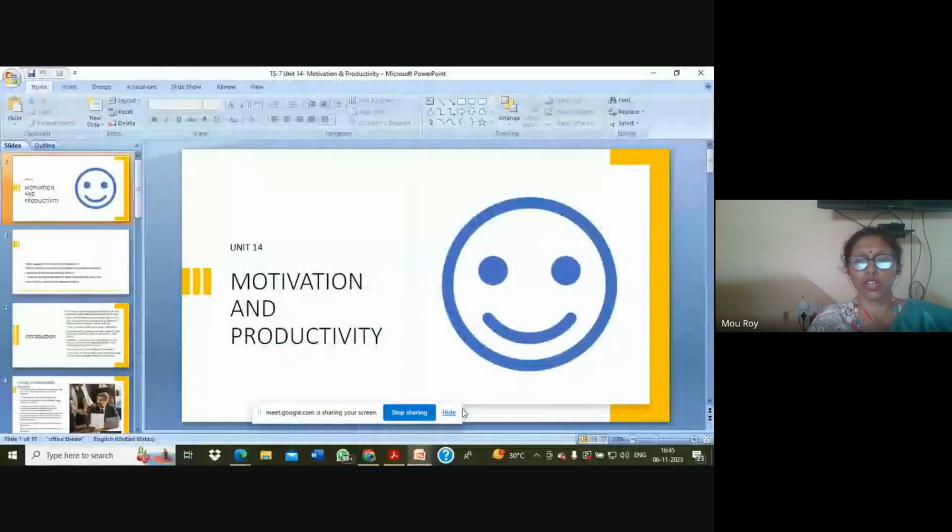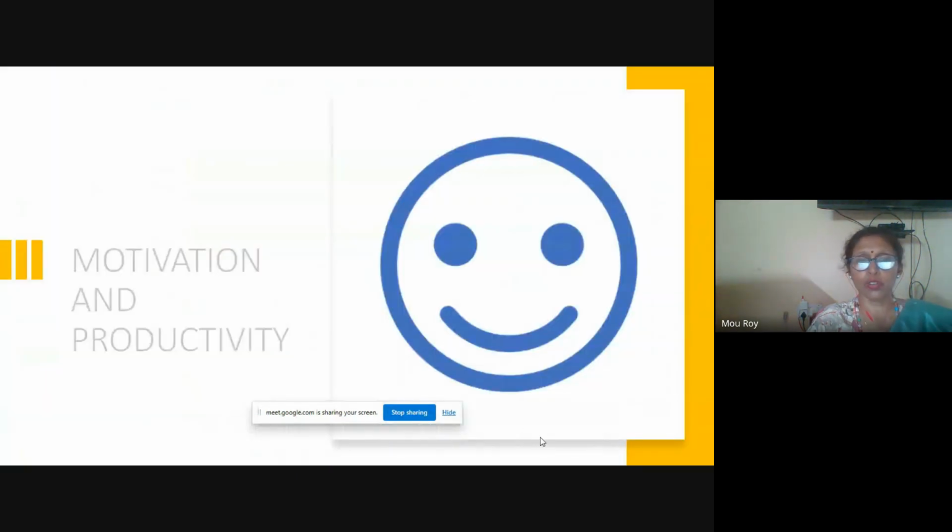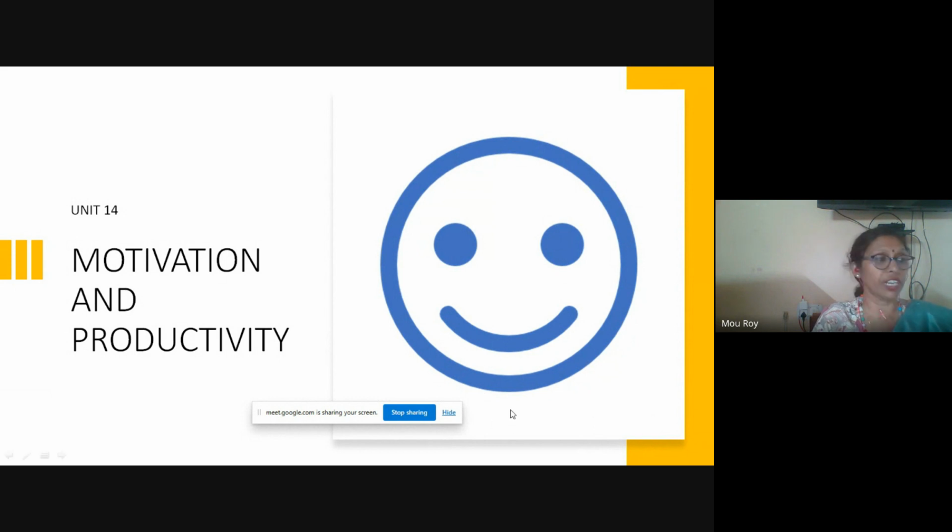So here comes motivation and productivity. So this is unit 14. When we talk about motivation and productivity, employees have to be motivated. Unless and until they are motivated, they won't be able to give their better output. So that is very important, right?